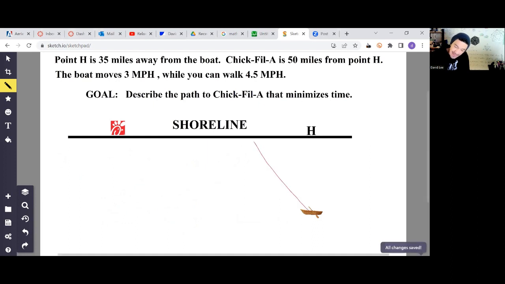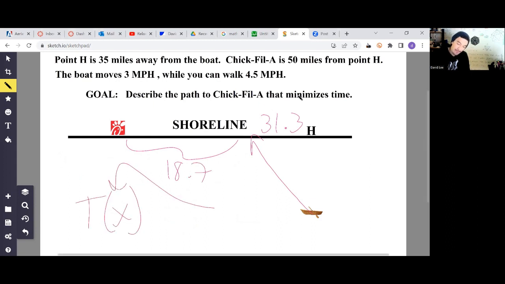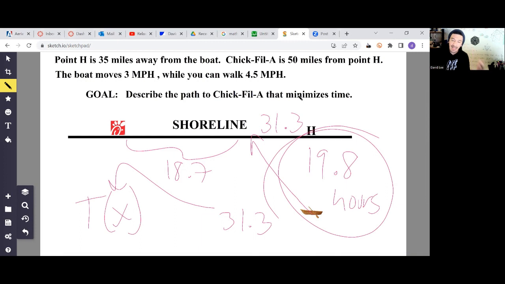So that means that you want to land the boat 31.3 miles west of H. And if the whole thing's 50, take this away from 50, and the remainder is like 18.7 or something like that, that you have to walk. And then remember your function t of x, go to it, and instead of x, plug in 31.3, and you should see that your minimum time is whatever was on the answer key. I think it said something like 19.8 hours or something like that. So that would be the minimum time required to go from the boat to Chick-fil-A.